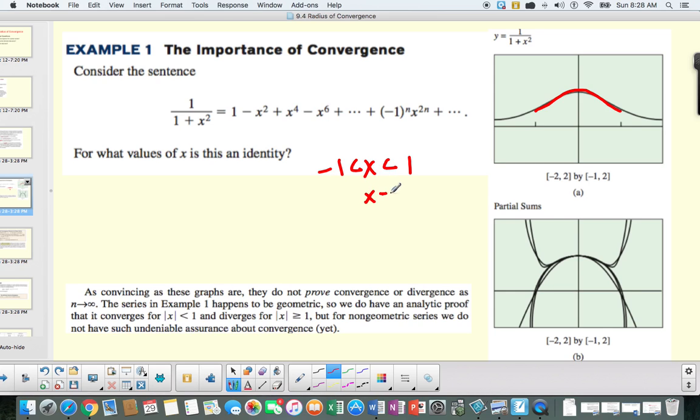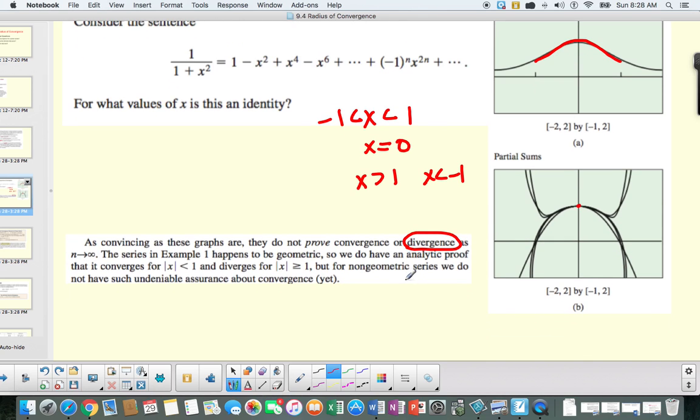Now x absolutely converges at x equal to 0, which is the very center as we take a look at these power series and we add more and more terms. Now after x is greater than 1 or x is less than -1, we can see by the graph that the divergence is happening. Now this is not a proof, but visually we can see what's going on.